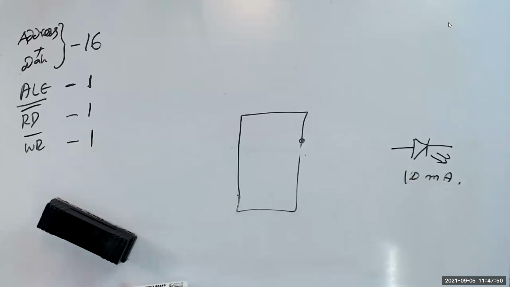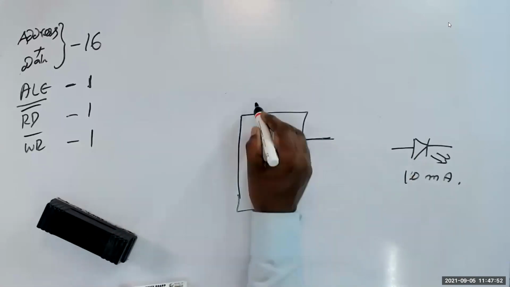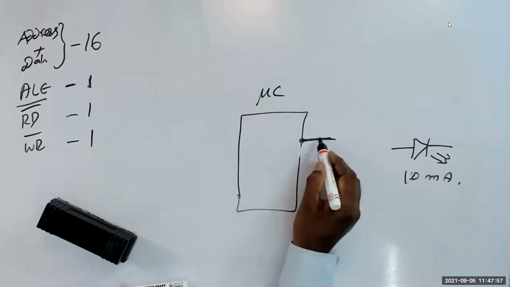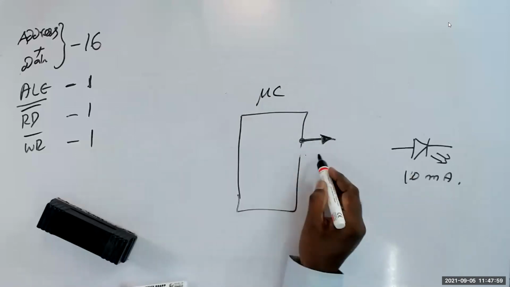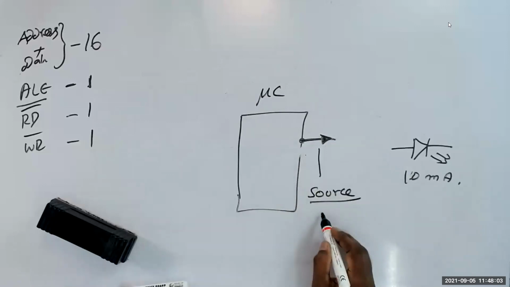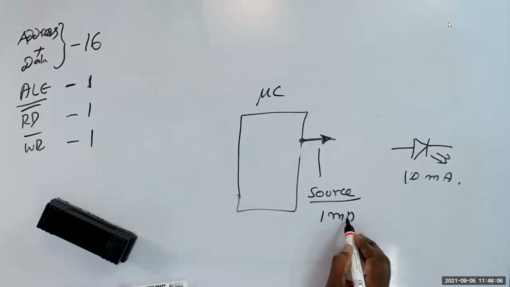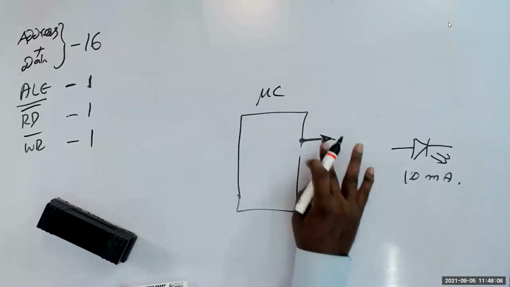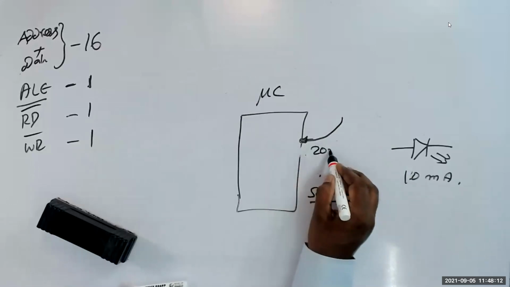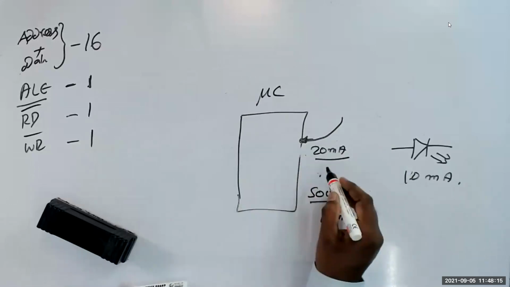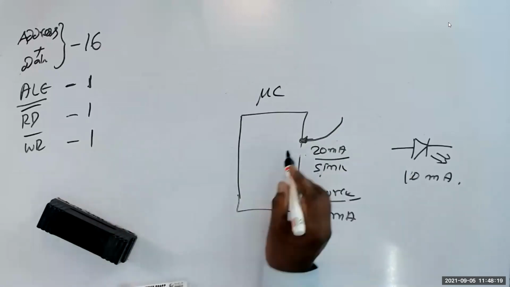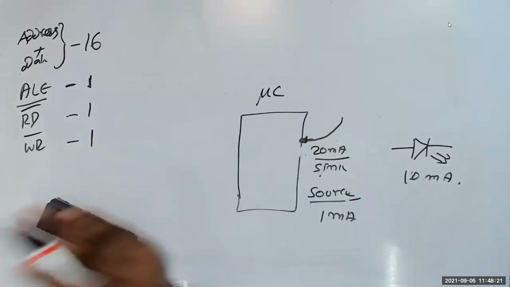Now I'm telling you that this output pin, of any microcontroller you take, will give current. That is called source. That is, let us say, 1 milliampere. And when it takes in current, it can go up to 20 milliampere. That is called sink. Now, please understand, we go back to electrical.